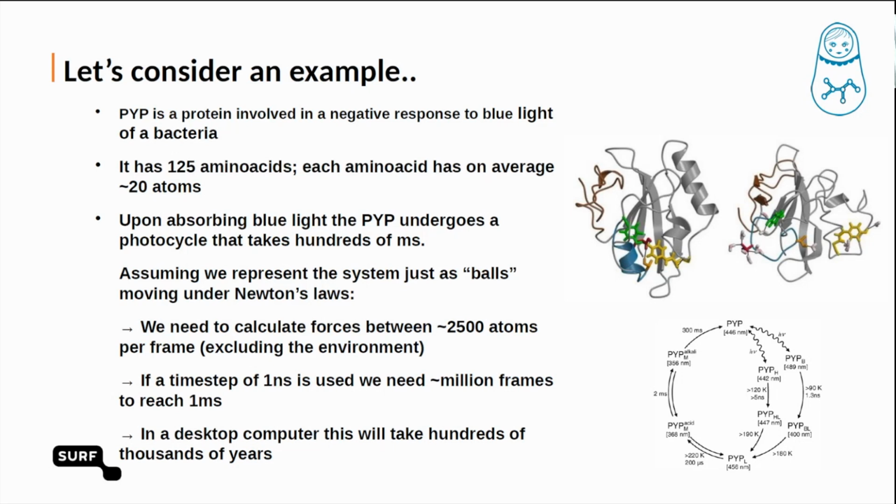This protein has 125 amino acids. On average, each amino acid has 20 atoms. The process, the photocycle, is of the order of milliseconds. So let's assume we just represent the protein with balls and evolve them in a Newtonian way. We need to calculate forces between 2,500 atoms, and that's not even taking into account the water or any solvent around it. We have a time step. Here I put 1 nanosecond, but sometimes you need much smaller than that. That already means millions of frames, and in millions of frames you're calculating all these forces constantly. So with this in mind, you're not surprised they're big users of HPC.